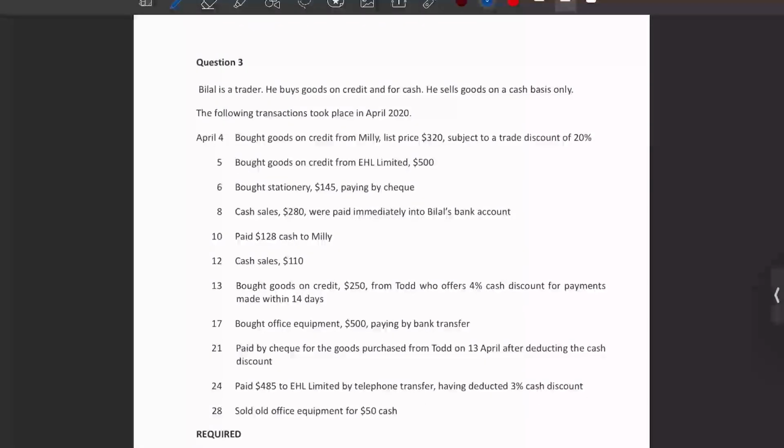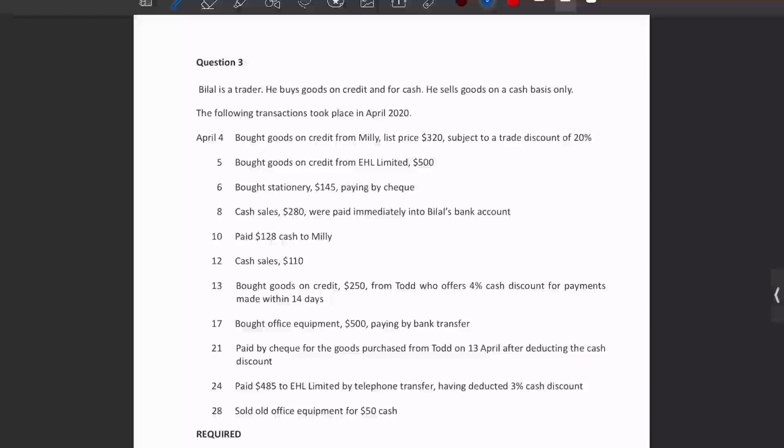Bilal is a trader. He buys goods on credit and for cash. He sells goods on cash basis only. The following transactions took place. Why am I doing this question? Examiner can give you some information which might not come in your cash book. What are the things that come in your cash book? Only if cash or bank is mentioned. If cash or bank is not mentioned, you don't take it to the cash book. You have to ignore that.